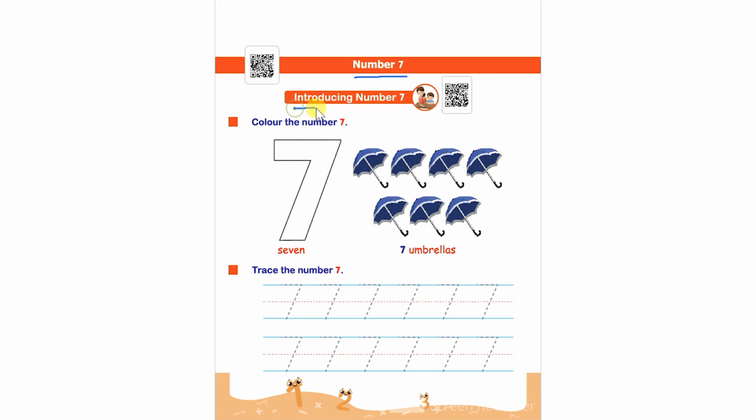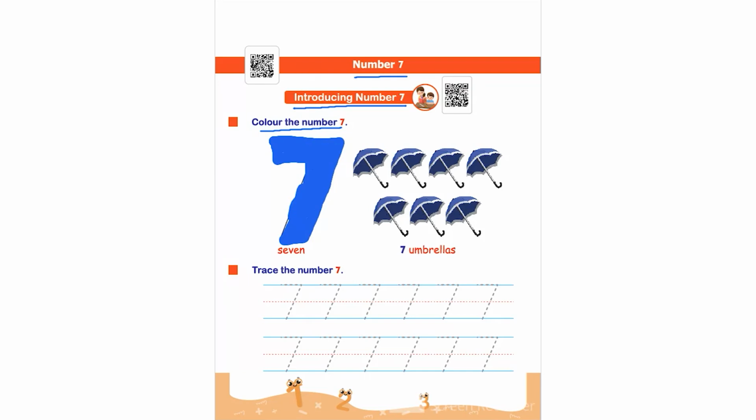Over here we are introducing the number 7. Color the number 7. So here in this worksheet the child has to color the number 7. So like this they have to color it using sketch pens or crayons or pencil colors. They can color this number.